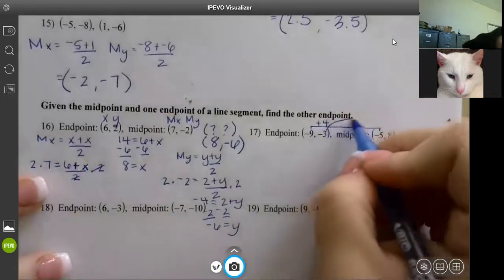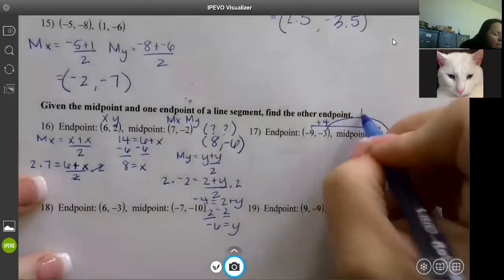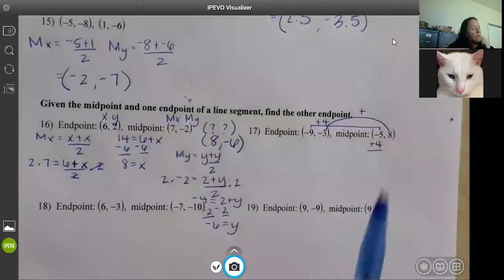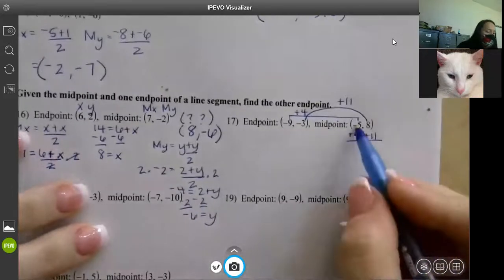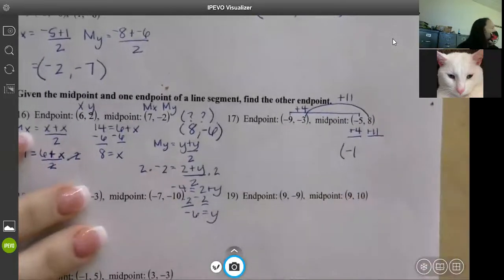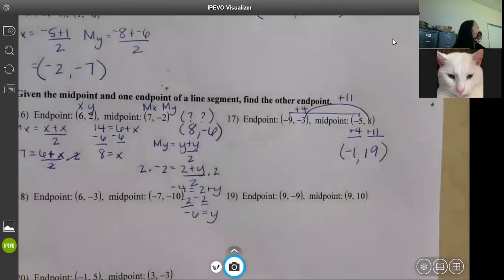From -3 to +8, do we go up or down? Up, because we're going from negative to positive, we're moving up. And then how far is it from -3 to +8 on a number line? 11. -5 plus 4 is -1. 8 plus 11 is 19. That's your other coordinate. 8 plus 11. We went up 11, so we add 11.